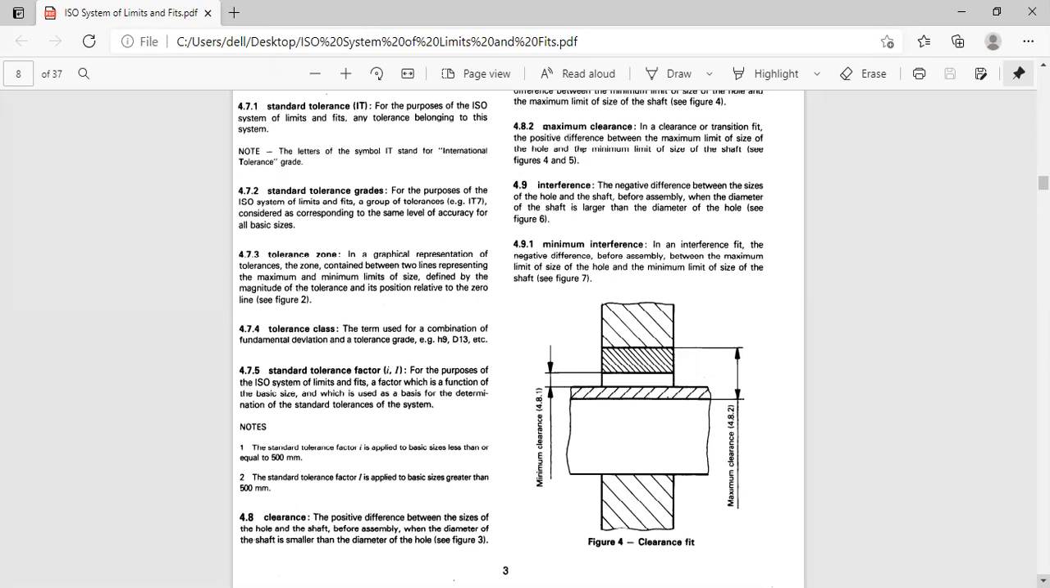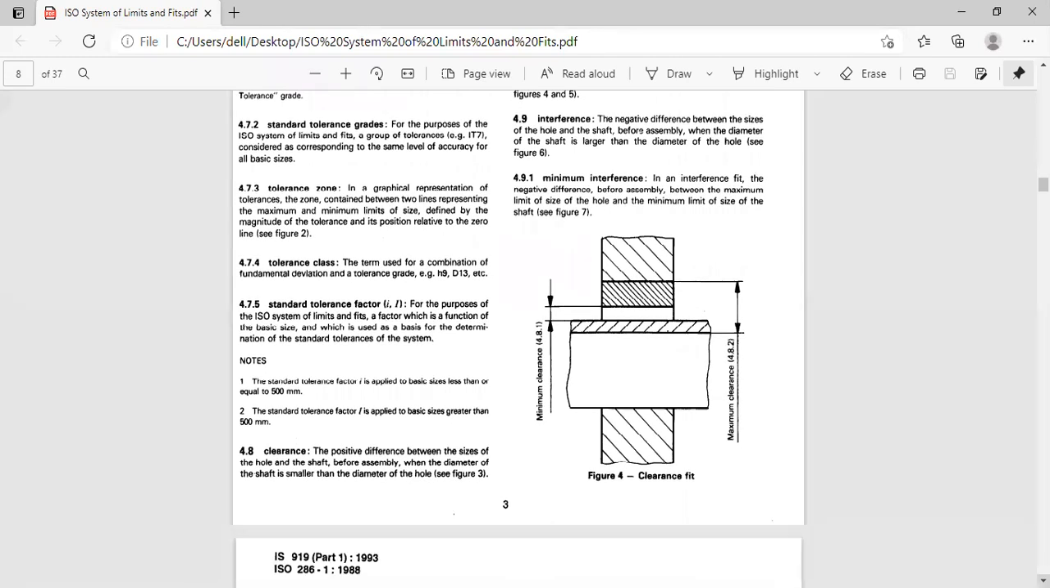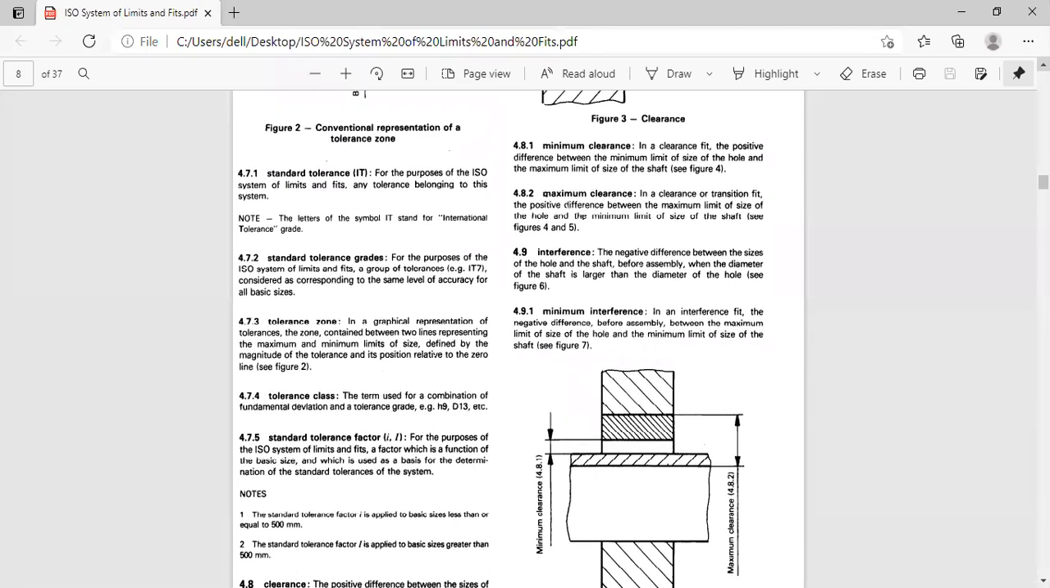Already we have covered this. I just want to revise some of the terms: minimum interference and maximum interference also. So what is minimum interference? In an interference fit, it is the negative difference before assembly. Here you have to say the maximum limit of size of the hole and the minimum limit of size of the shaft. Just observe the difference between minimum clearance and minimum interference here itself. Here it is opposite. Minimum clearance is the minimum limit of size of the hole and the maximum limit of size of the shaft, but here it is the maximum limit of size of the hole and the minimum limit of size of the shaft. So observe the basic differences in the definitions.